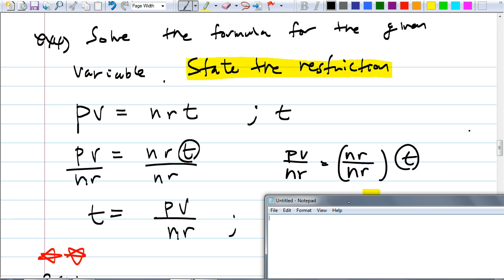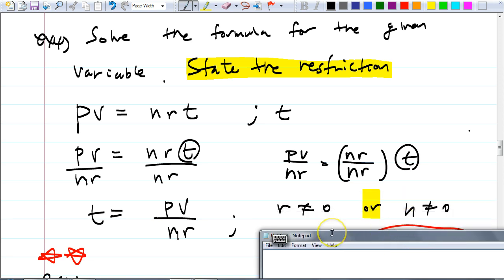We haven't seen where there are 2 variables like this. How do we, anybody have it? Yeah, what do you think, Ali? N or R, the not equal. That's right. I wrote them separately, and you should do it that way too. And R cannot be 0 or N cannot be 0.